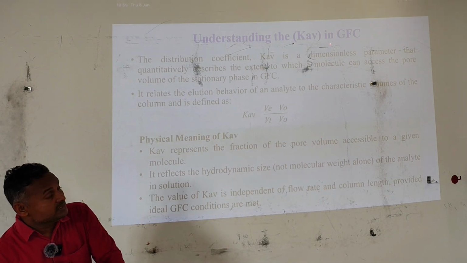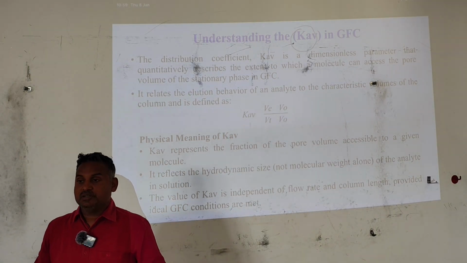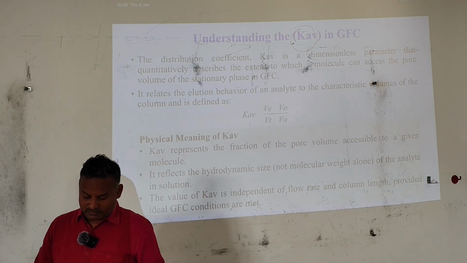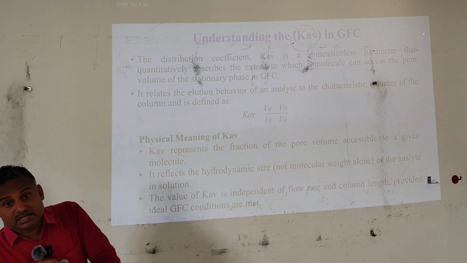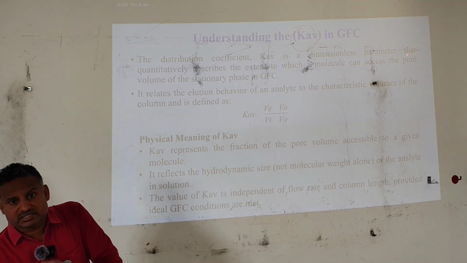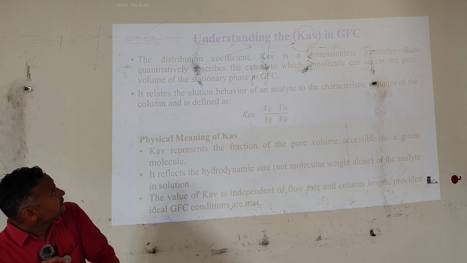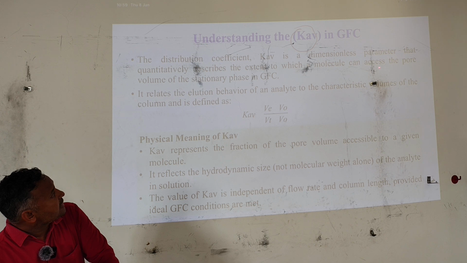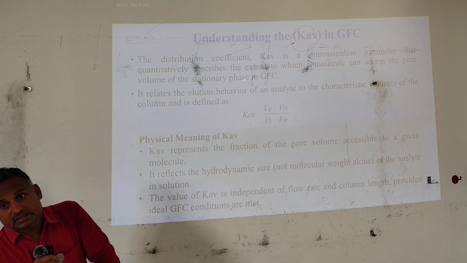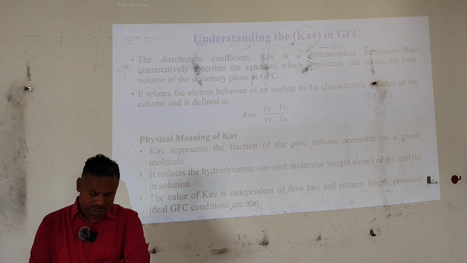Understanding the KAV in GFC. KAV means distribution constant. The distribution constant KAV is a dimensionless parameter, there are no units and dimensions. It is a parameter that quantitatively describes the extent to which a molecule can access the pore volume of the stationary phase in GFC. I already explained this.